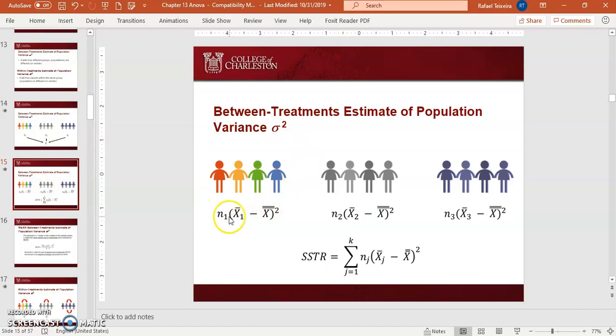This is how you compute it for the first group. For the second group, it's the same thing: the sample size of the second group times the difference of the mean of the second group minus the overall mean, squared. So I get this difference, square it, and multiply by the sample size. The same thing for the third group. If I sum them, I get the sum of squares due to treatment, the summation of each one of these three individual measures.